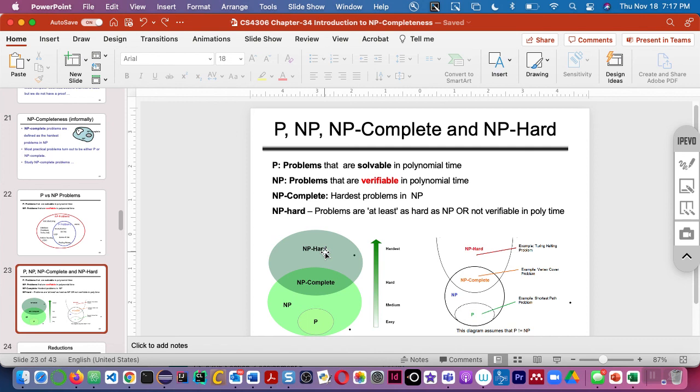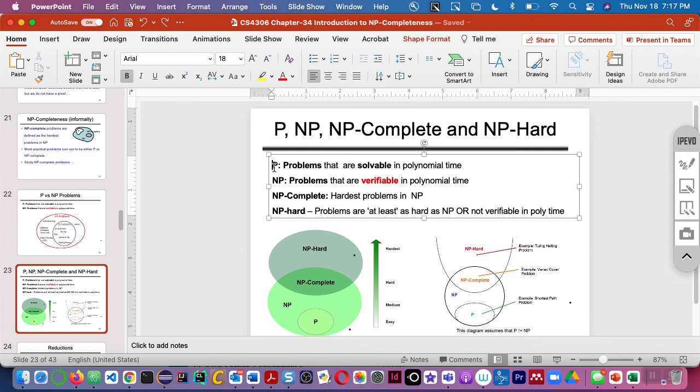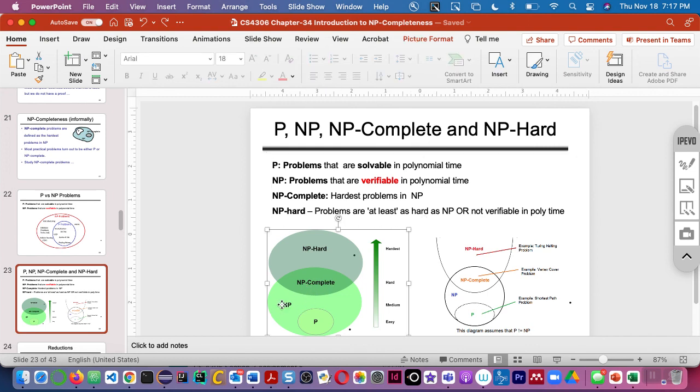You understand P, right? It is a set, not a single problem. Then we understand NP, then NP hard, and now the word is NP complete. NP complete problems are the hardest problems in NP. They are verifiable in polynomial time, but it's very hard to verify.